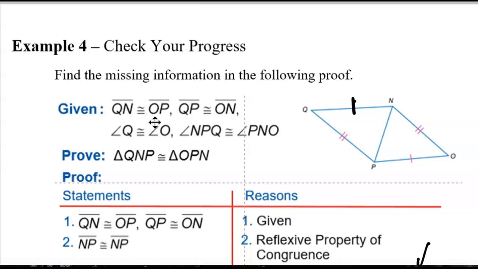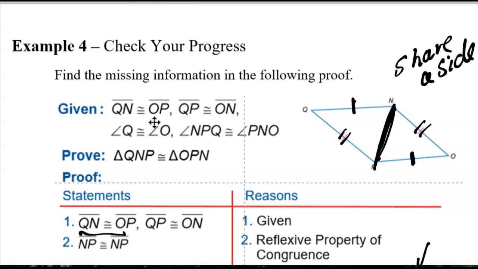So QN is congruent to OP, which is this side here, and QP, which is this side, is congruent to ON. So this one is kind of a new thing for us. They share a side. So if that's the case, you're always going to use this reasoning that when you have the same thing, it's just reflexive. It's reflecting through the mirror.